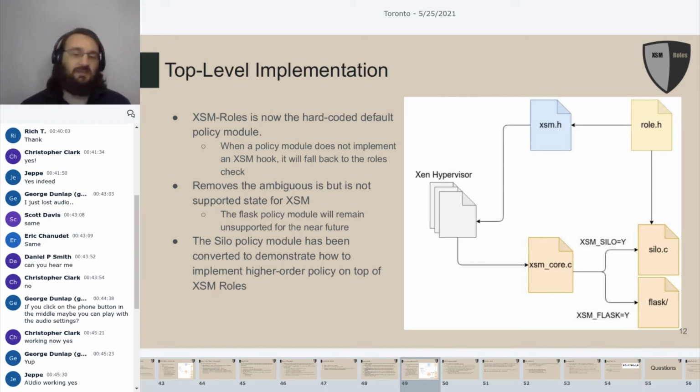One other thing we did as we were doing this is we recognized that the silo policy really is just an extension of the roles, just a restriction on the roles a little bit. And so we actually converted silo to be an extension of the roles policy, and that demonstrates how that can be done.